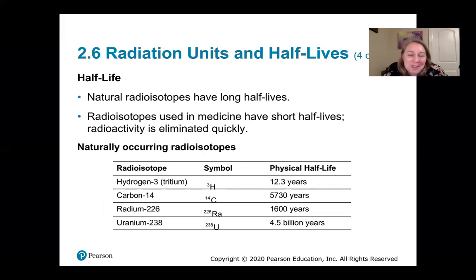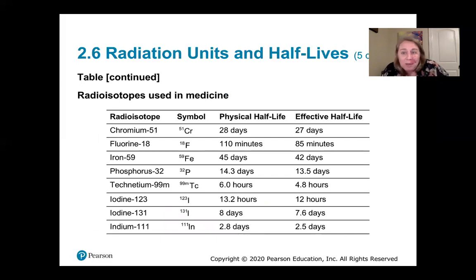Most natural radioisotopes have a really long half-life. One you can see here is carbon-14, which we use to date rocks and fossils. Carbon-14 has a half-life of 5,730 years, so it takes a very long time. That is not what you want for radioisotopes used in medicine. You want medical radioisotopes to have a very short half-life, and you want that radioactivity out of the person's body quickly so that it doesn't build up and give them cancer. You're trying to treat them, not harm them.